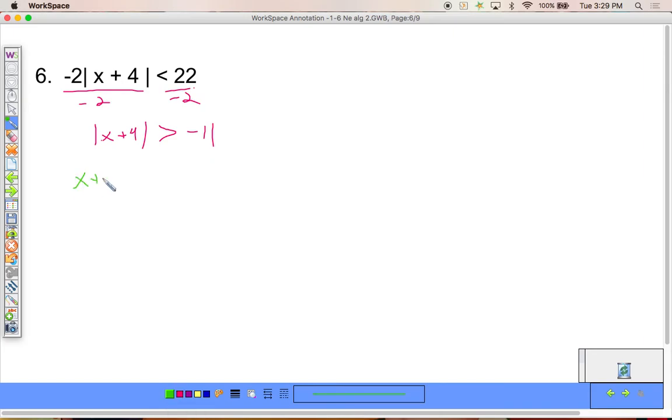So I'm going to say x plus 4 is greater than negative 11, just as it is, or x plus 4 is less than a positive 11, which is the opposite. Solve. I get x is greater than negative 15, or x is less than 7. I'm going to come over here.